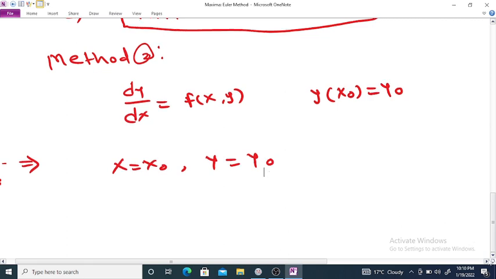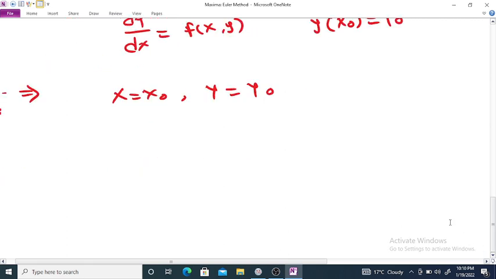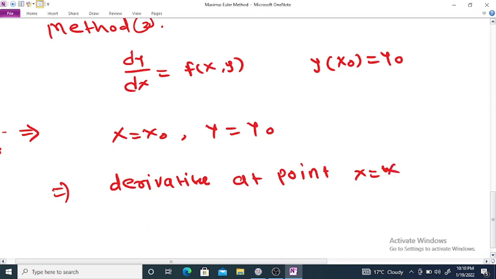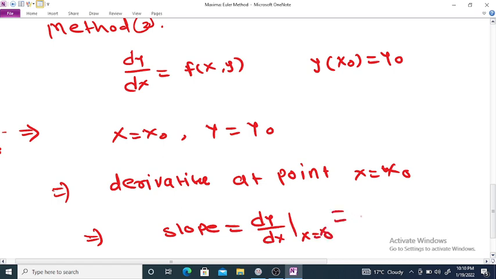And dy by dx, the derivative at point x is equal to x0, gives us the slope. So slope at x is equal to x0 is equal to dy by dx at x is equal to x0, which is equal to f of x0, y0.